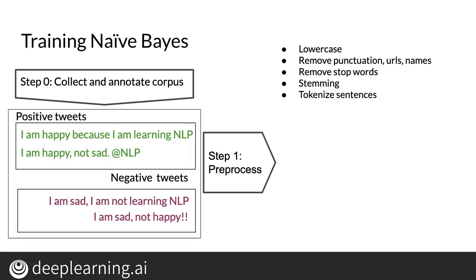The preprocessing step, as described in the previous module, consists of 5 smaller steps. 1. Lowercase the text. 2. Remove punctuation, URLs, and handles. 3. Remove stop words. 4. Stemming, or reducing words to their common stem. And 5. Finally, tokenizing, or splitting your document into single words or tokens.